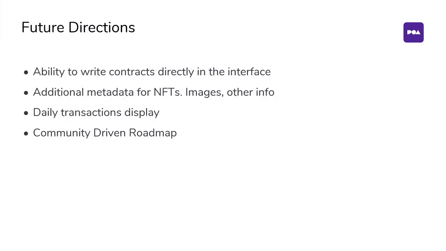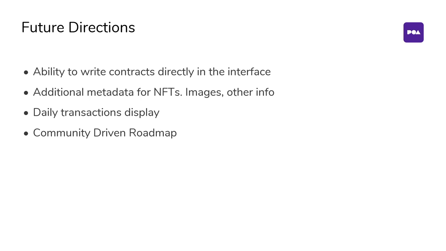Some of the things we're looking at in the future: the ability to write contracts right into the interface. So you can read and verify right now. We'd like to have the ability to actually write them. We're adding additional metadata for non-fungible tokens. So things like CryptoKitties will have the image there. Any other kind of non-fungible tokens, different metadata would then appear in the search as well.